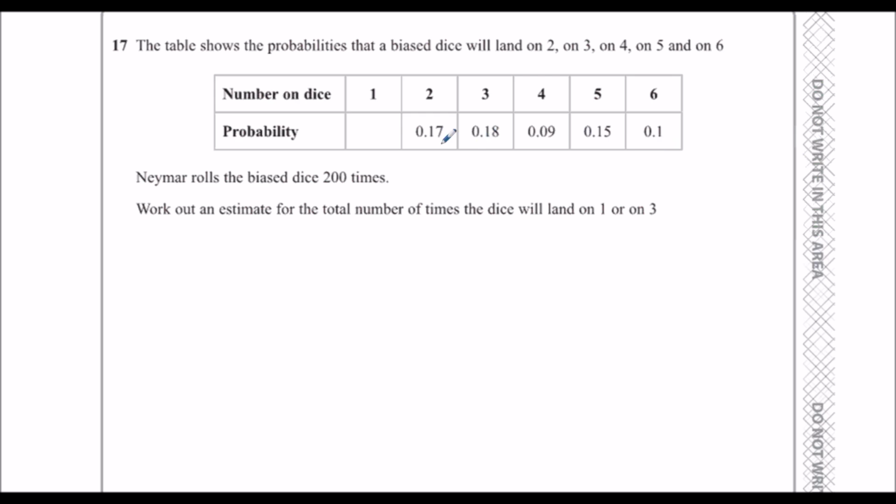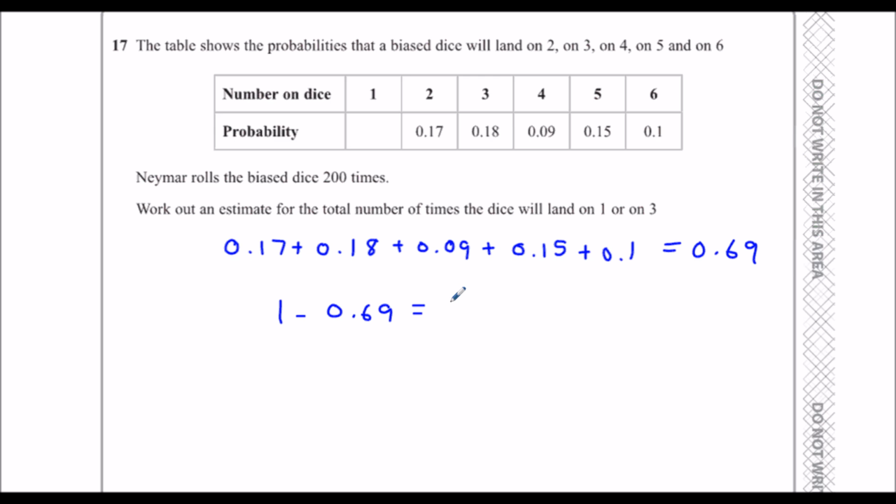So if we add up what's here already, use the calculator: 0.17 plus 0.18 plus 0.09 plus 0.15 plus 0.1. Type it all into the calculator, and that will tell us we get 0.69. So what more do we need to make 1 whole? If we do 1 minus 0.69, we get 0.31, and that tells us the probability of a 1.